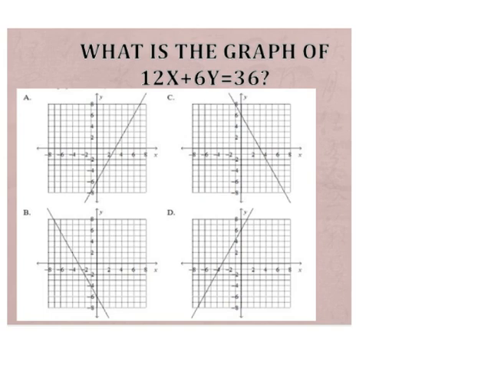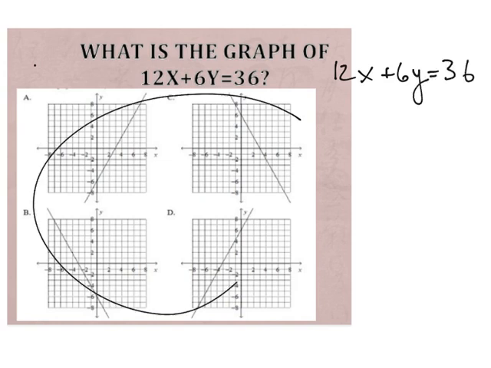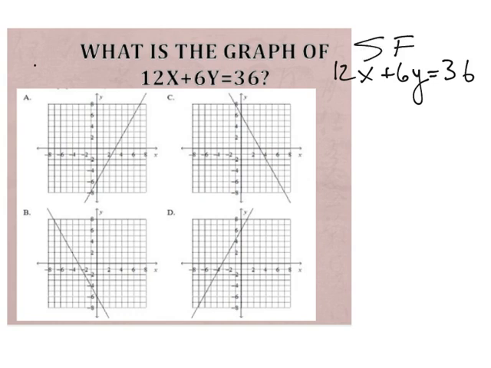Just a few more here. So we're asked, what is the graph of 12x plus 6y equals 36? So I'm just going to rewrite it here so I can start some work. Now remember, in order to get this looked at, we have to first put it in slope-intercept form. The way it is currently right now is in standard form. So this is in standard form. We're going to go to slope-intercept form.